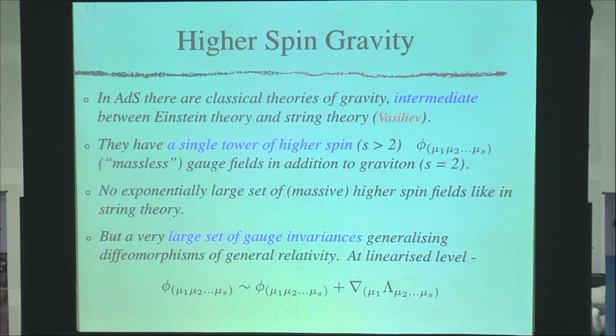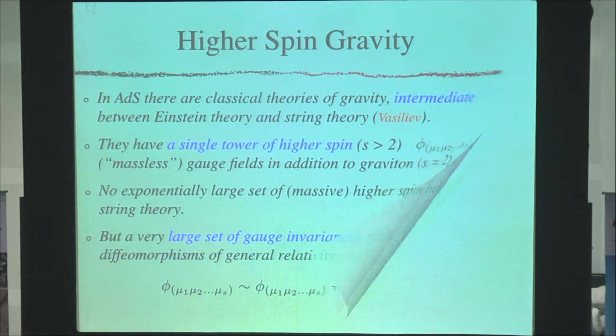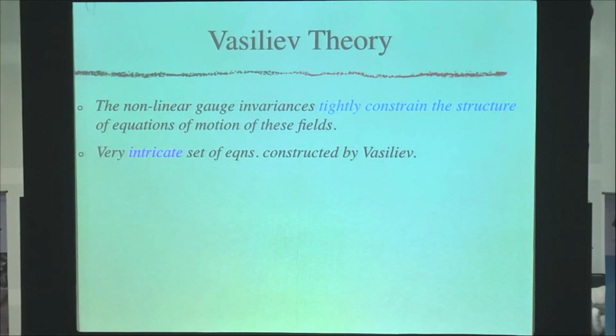But roughly you can see that for S equal to 2, this would have been the linearized diffeomorphism, but these are more general theories. So these Vasiliev theories with these nonlinear gauge invariances very tightly constrain the structure of equations of motion of these fields, and the set of equations was constructed after almost 10 years of work by Vasiliev. It's a very intricate set of equations which I won't even tell you in general, but in 3 dimensions.